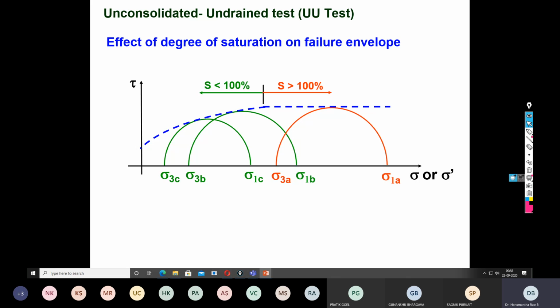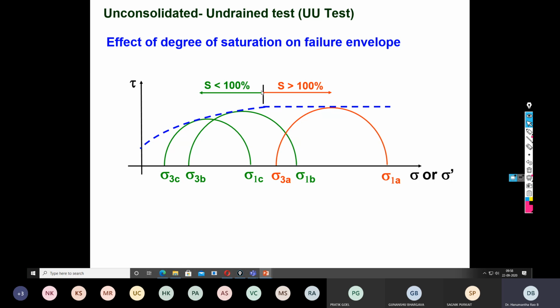So what happens if the sample is not fully saturated? When the sample is fully saturated, it indicates that the load is borne only by the water, because phi u is 0. The meaning of phi u being 0 is that the particles will not bear any amount of the load. But if you do not maintain a degree of saturation of 100%, then you get this kind of response. This is one of the fundamental reasons that when you do your UU test, you always get an increase in Mohr circles.